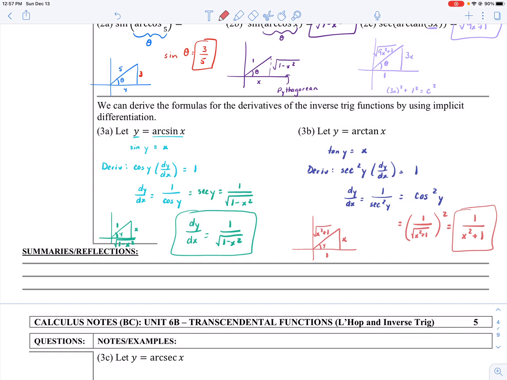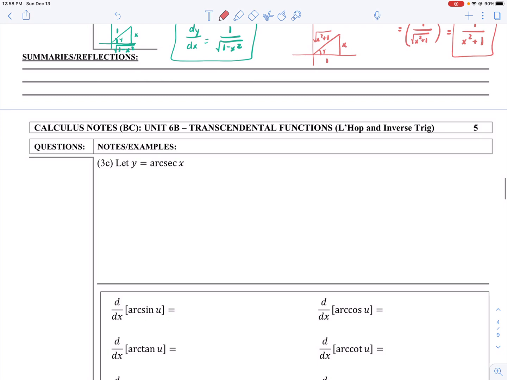These are all building formulas, remember? So keep that in mind. Then I've got one more. I need arc secant.